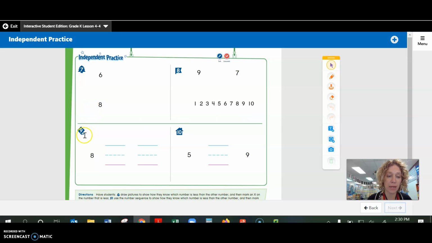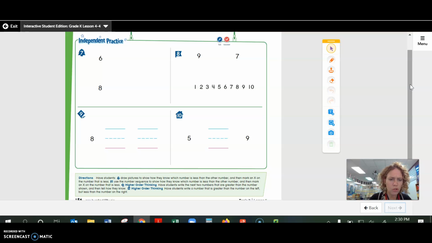Okay, number 9. You have the number here. It's 8. And I want you to use the number sequence to show which numbers are less than the other number. Okay, so you have 8. What number is less than 8? Or excuse me, what's more than 8? That's how they explained it on here. So you use the number sequence to show how they know which number is less than the other number, and then mark it with an X.